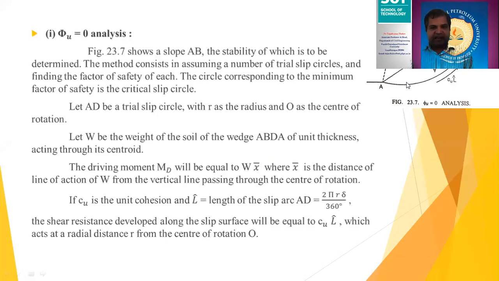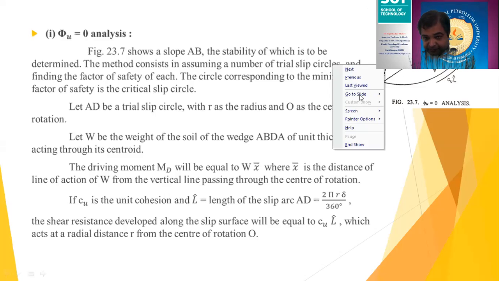Now, if I see this, the arc is 2 pi r delta divided by 360 degrees, and L bar is crossing in this way. So if I see this particular cohesion of the soil which binds the particles here, you can see this is the soil, and if this driving force is acting towards this direction, I'll just put a pointer, so you will see.